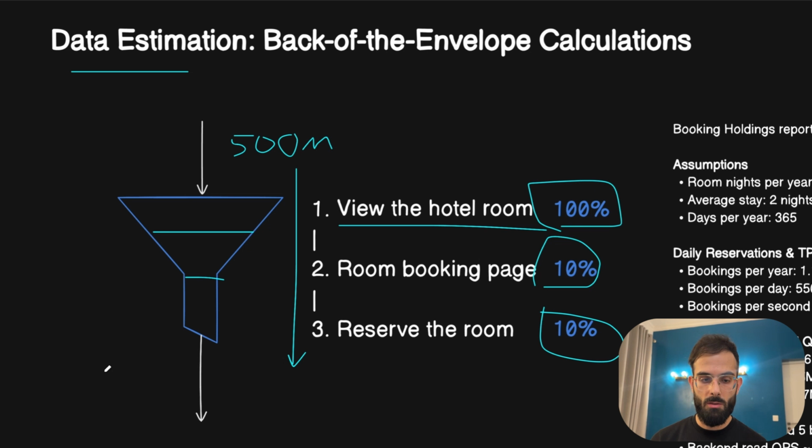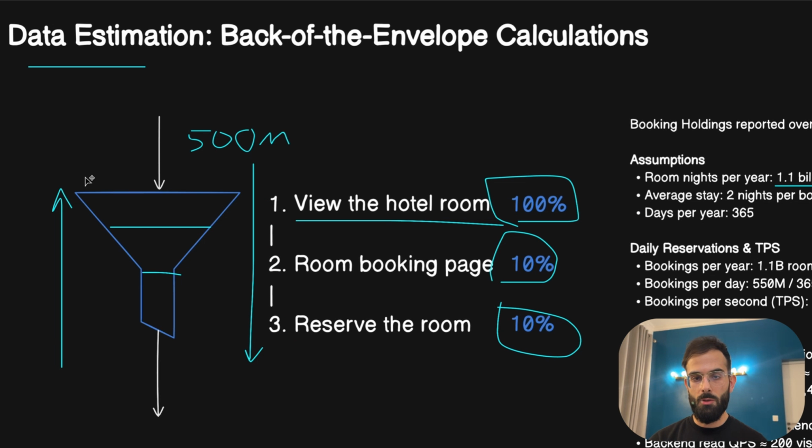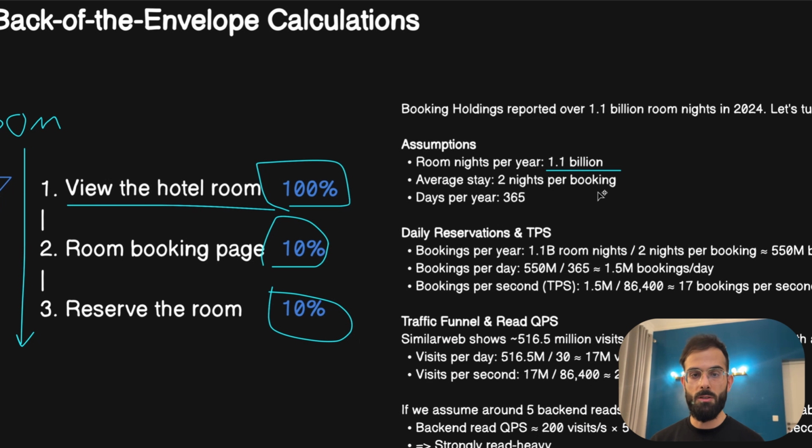And the other way is the bottom-up approach, which is to get the number of reservations per year. For Booking.com, that is 1.1 billion reservations per year. And then we can calculate this upwards, starting from here: how many visits we get per month or per second to the platform. And we will also be able to calculate the transactions per second because we have the number of reservations for the year. So each of these approaches is fine. You just need to get one of them from the interviewer and then you can start the calculations.